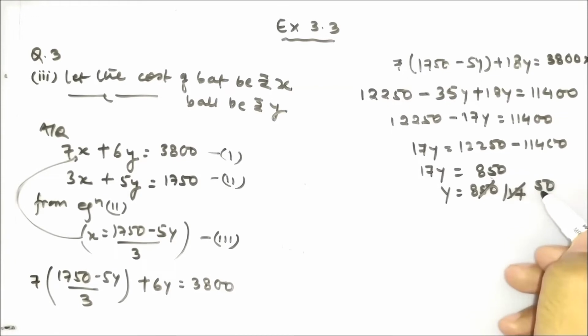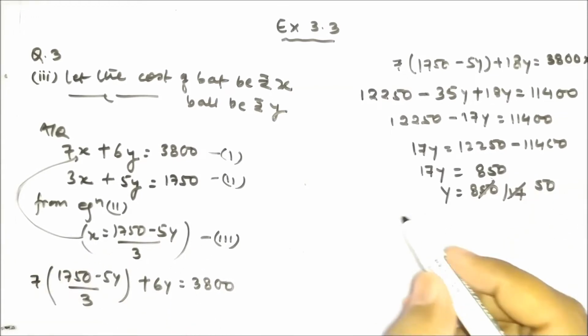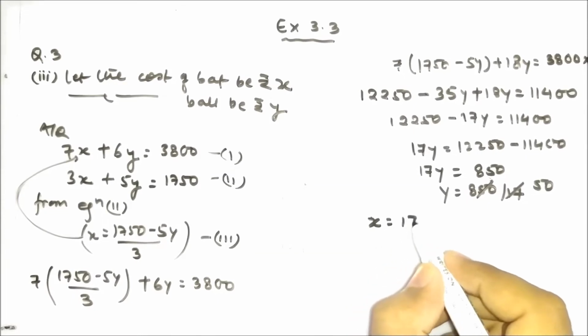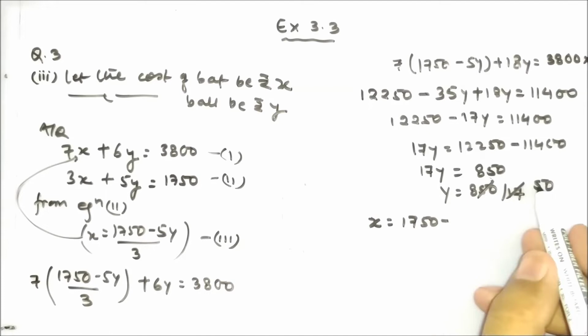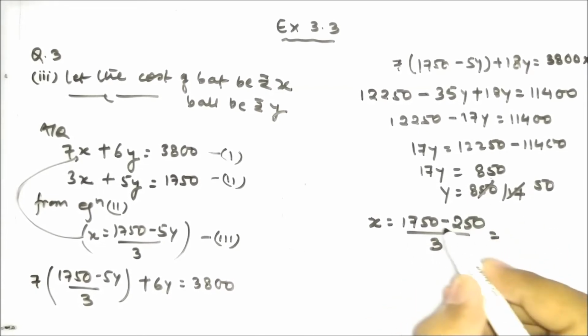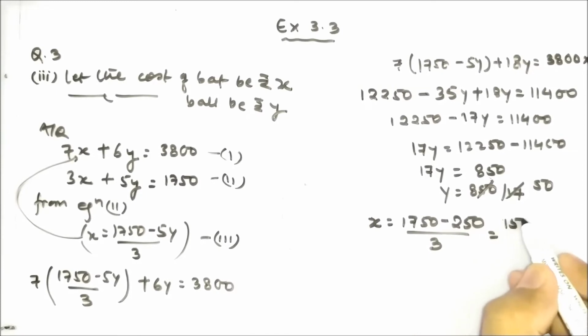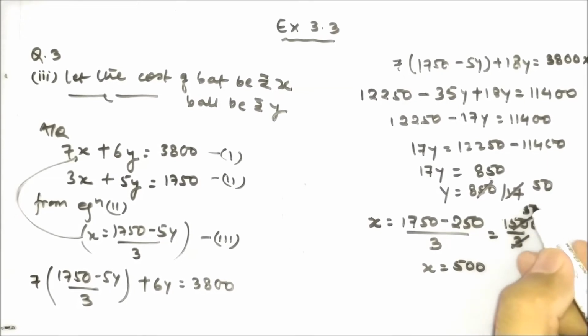Next, we will put the value of y as 50 in equation number 3 to get the value of x. So from here, x will be equal to (1750 minus 5 into y), that is 5 into 50, that will give you 250, divided by 3. When you subtract, you will get 1500 divided by 3. So the value of x will be what? 500. When you cancel this, it will be 500.